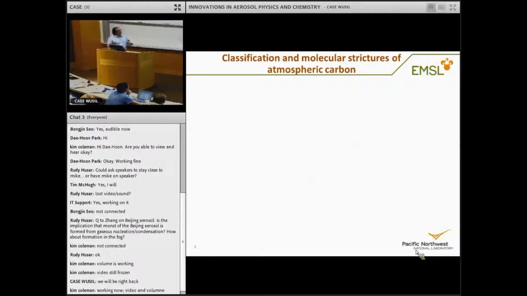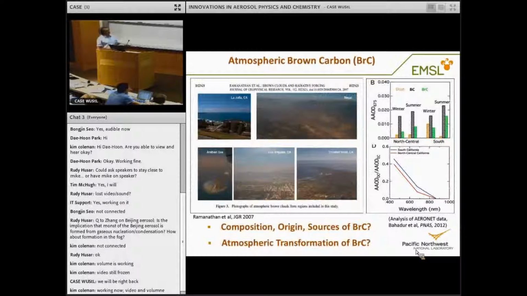This is just an illustration of the impact of brown carbon, highlighted in a few works of the group of Ramanathan, starting from 2007 in JGR, and then a more recent paper in PNAS, showing that at some specific geographic locations of the world, the contribution of brown carbon overall would be half of the black carbon. So still, black carbon is the major absorber, but brown carbon is a substantial player too.